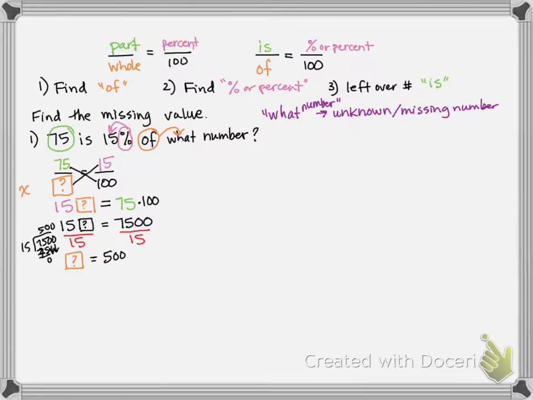Okay, so here's how you could write the answer. 75 is 15% of, and then we would write our mystery number. 500. So 75 is 15% of 500. Okay? Let's try another one.